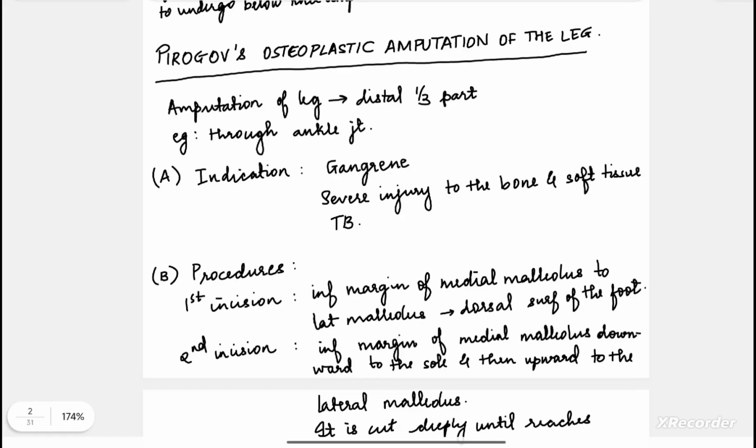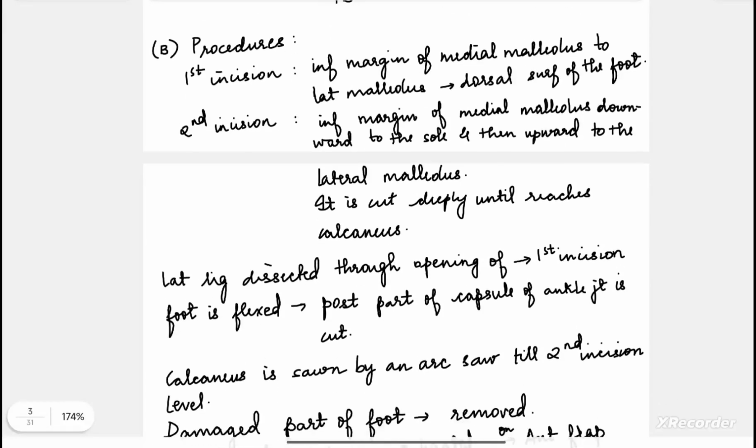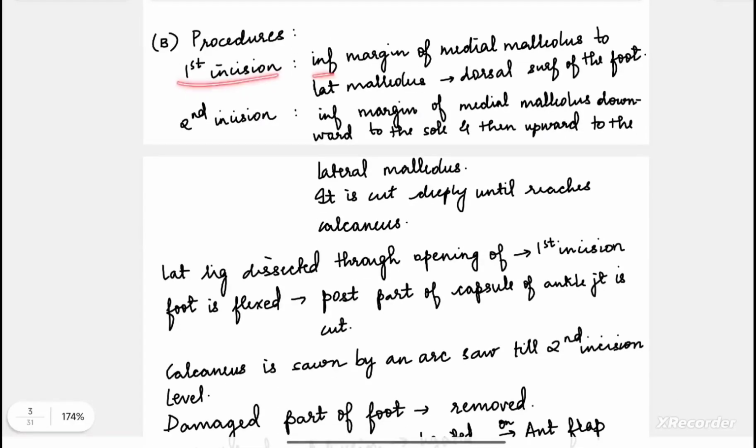Next is Pirogov's osteoplastic amputation of the leg. Amputation of the leg is in the distal 1/3 part, for example, through the ankle joint. Indication is gangrene, severe injury to the bone and soft tissue, and tuberculosis. Procedure. First incision: inferior margin of the medial malleolus to the lateral malleolus, on the dorsal surface of the foot.